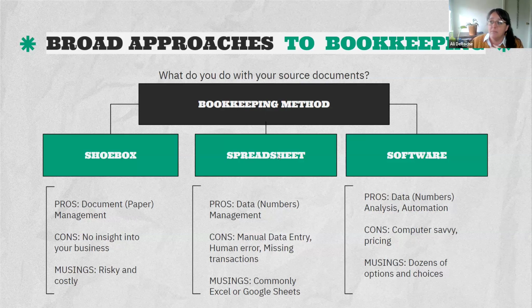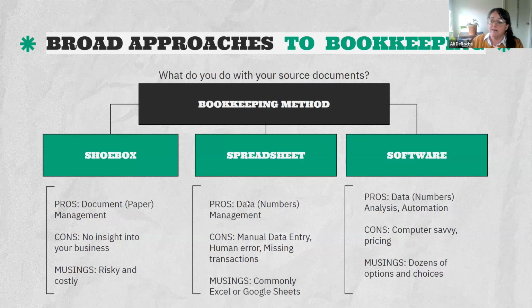Another type of person, a bookkeeping method is a spreadsheet. So I know for a long time, I am a Google Sheets kind of gal. I would put in, hey, here's all my income. Here's who it came from. Here's when it came from. Here's my list of expenses. So we've got some pros and cons here, right?